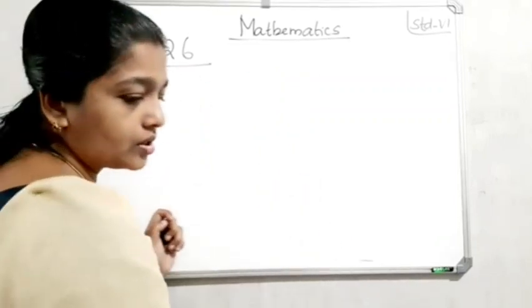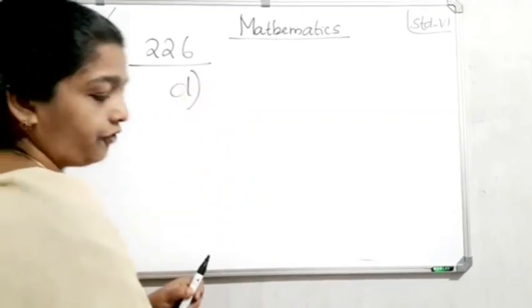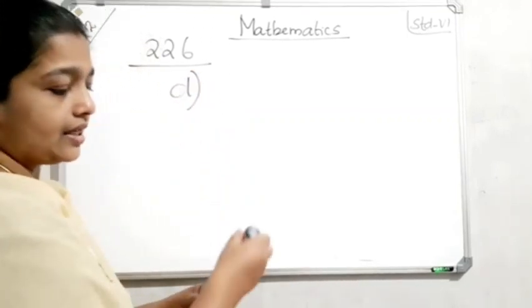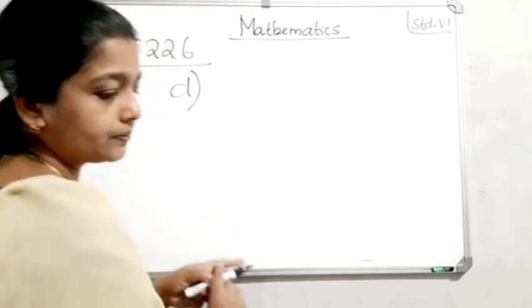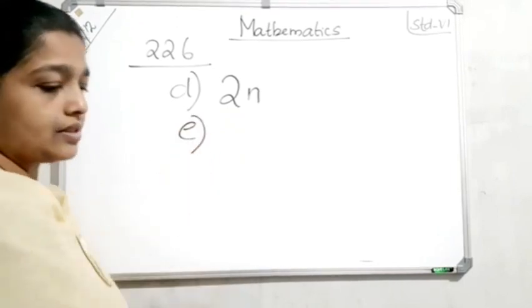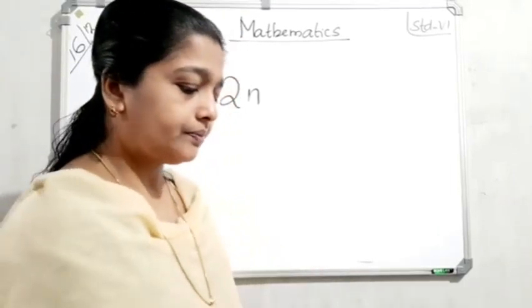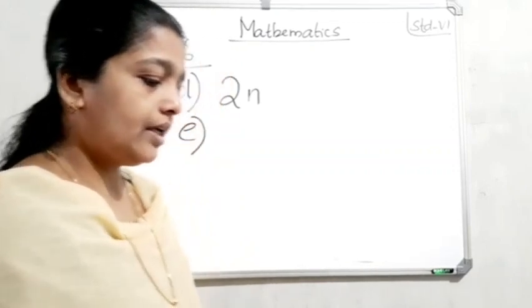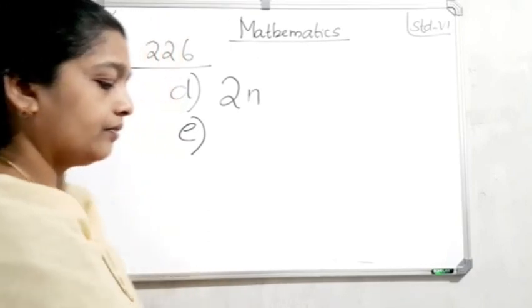Next question number D. That is V. Say the answer. Yes, 2n. Then E. Say E, how many? That is how many are there? 5n.